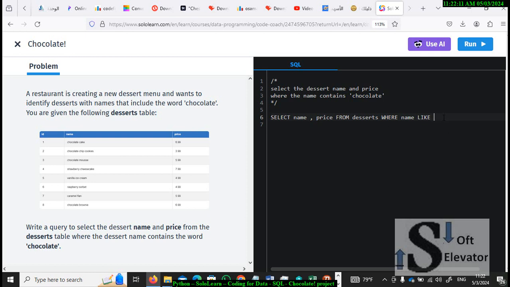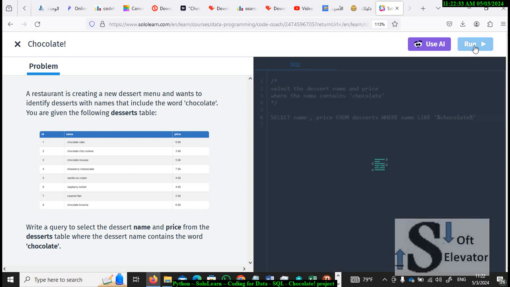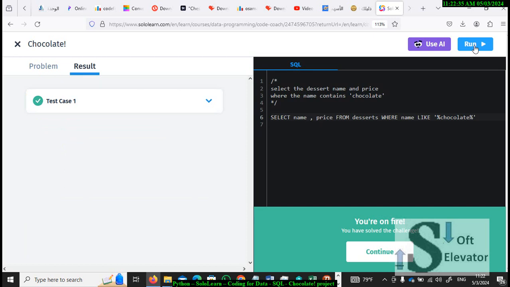So we will put the quotations here, the single quotations, and here we have the percent sign at the start and the last percent sign, and between them we will put the word chocolate, and then we will run. I think it will work optimally if there are any conditions, okay, working.